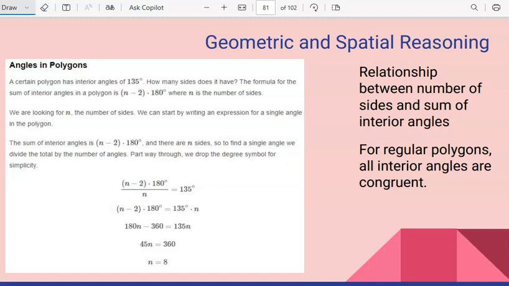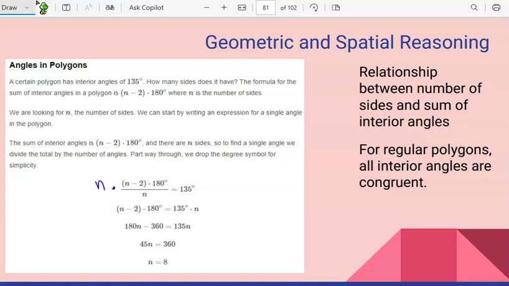We can start by writing an expression for a single angle in the polygon. The sum of interior angles is n minus 2 times 180 degrees, and there are n sides, so to find a single angle, we divide by the total number of angles. Partway through, we drop the degree symbol for simplicity. So we set up our equation: n minus 2 times 180 degrees over n equals 135 degrees.